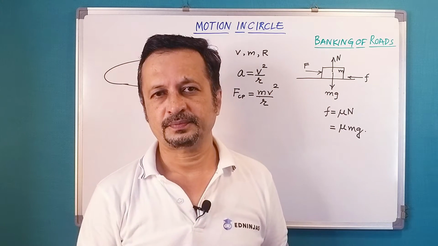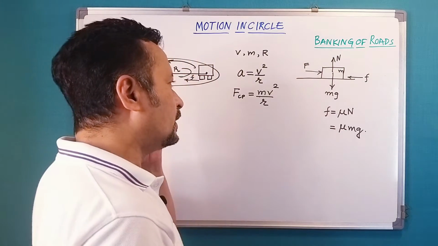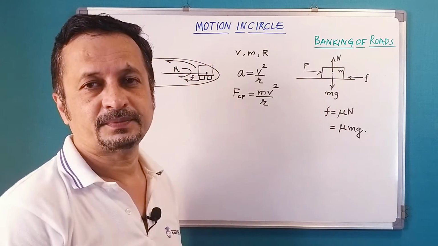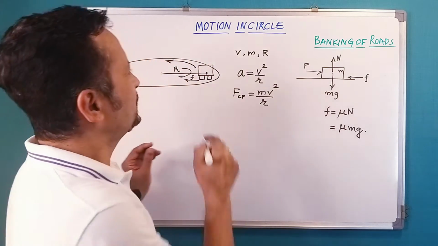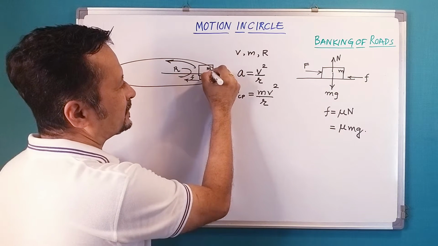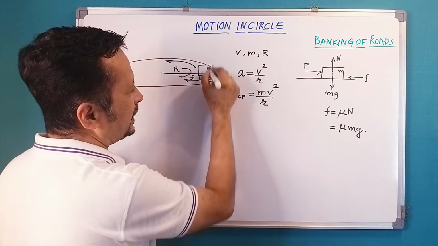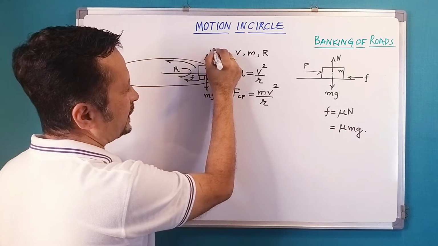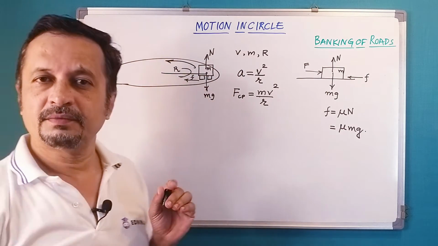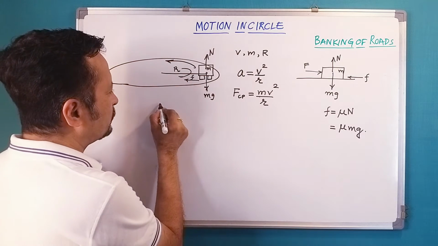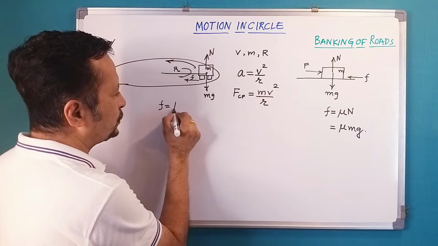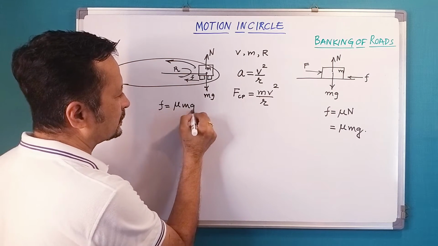and this mu is nothing but the coefficient of static friction. Now in this case, the mass of the car is m, the weight is equal to mg, and the normal force acts like this. Even here, the force of friction would be equal to mu times mg.